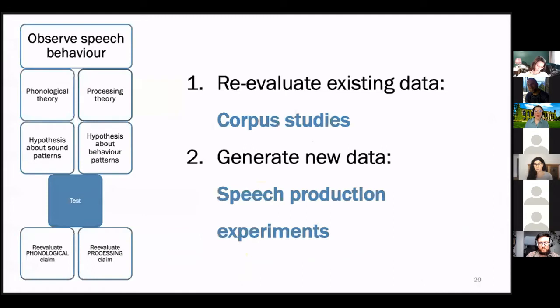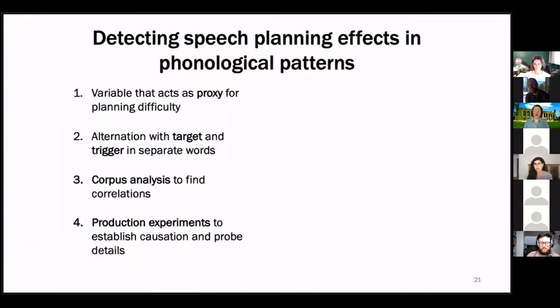All right. So how do we test these hypotheses? I've used two methods that I think have proven fruitful. Firstly, we can reevaluate existing data, namely go look for existing corpora and look at the patterns that we find there. And secondly, we can generate new data through speech production experiments.